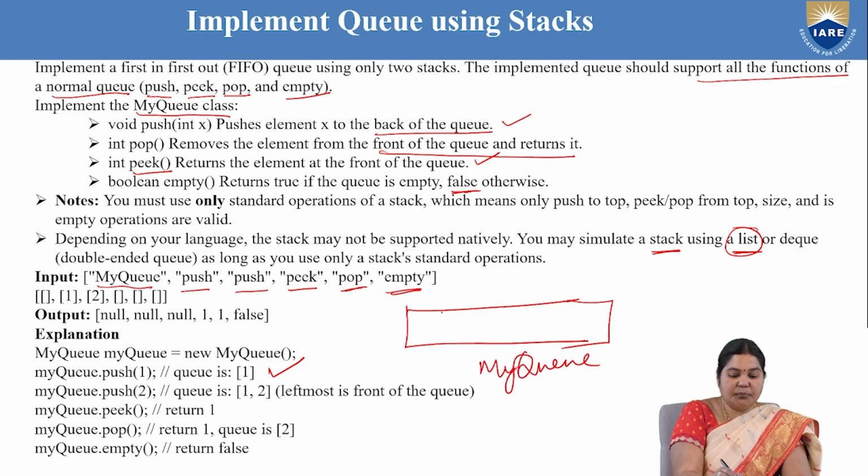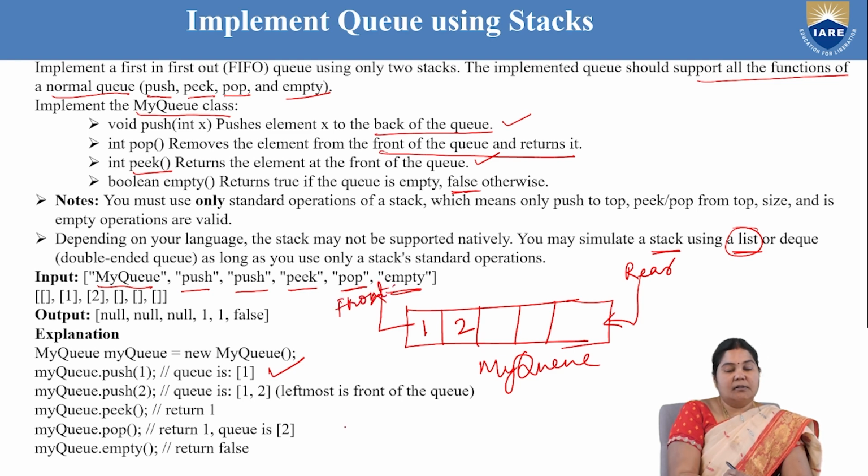So one element I am pushing onto the queue. So that is 1. So 1 is pushed. Then 2 I am pushing. So 2 is pushed. So this is my rear end and this is my front end. Now, whenever you are doing peek operation, it returns the element from the front of the queue. So, what is the front of the queue? It is 1. So, it will return 1.